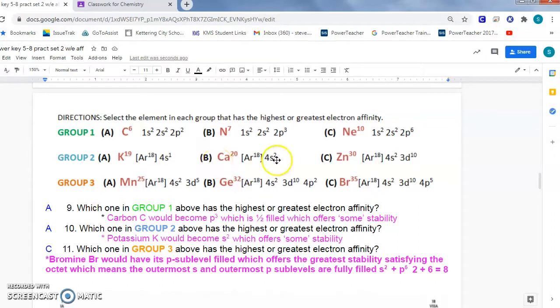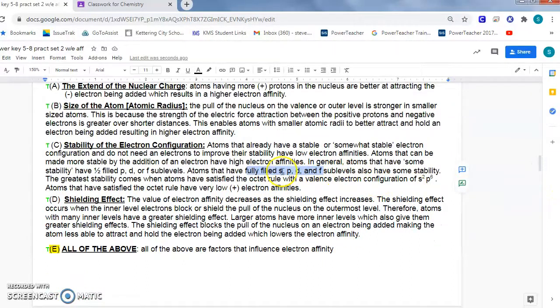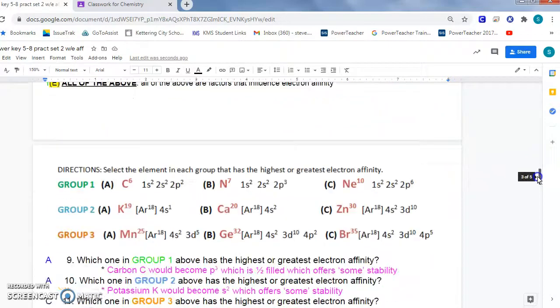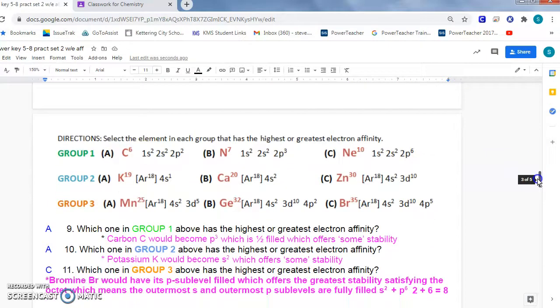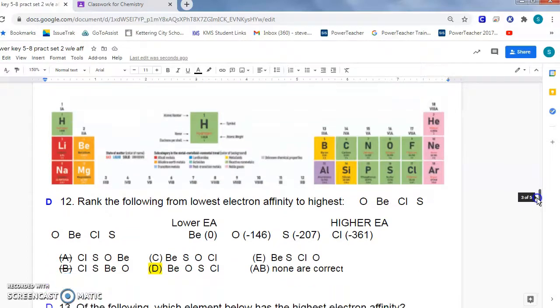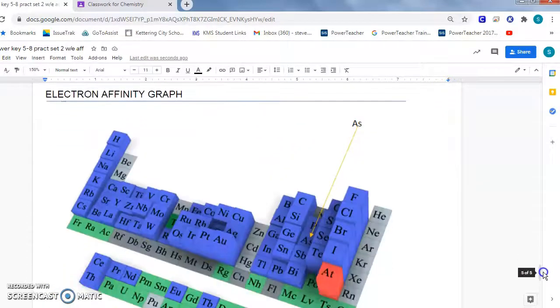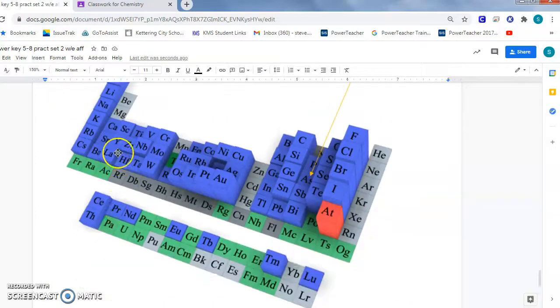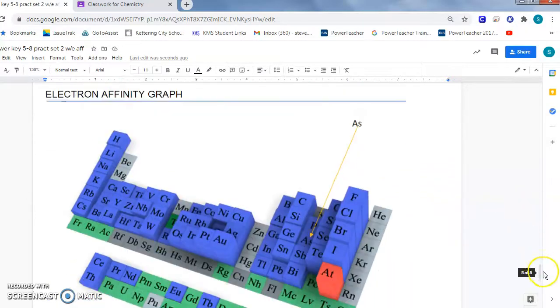Calcium, on the other hand, is already an S2. That is already some stability. So if we give an electron to calcium, it would become an S2P1. That would ruin it being an S2. Being an S2, as we see here, is better than not being an S2. It's some stability. So calcium wouldn't be helped much. It would actually be hurt a little bit by getting an electron. If we look down on this chart right here, look at calcium. It is a lot lower than potassium. It has a very small affinity for that reason.